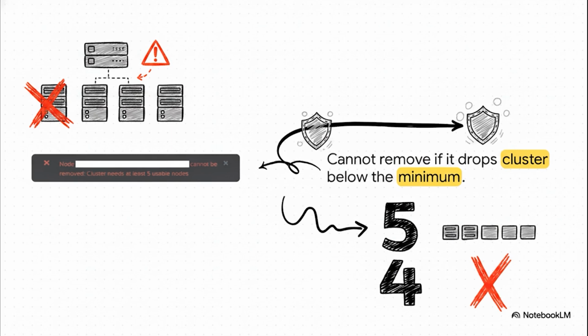Picture this. You're managing an RF3 cluster that currently has exactly 5 nodes in it. You select one node and click Remove. Instantly, Prism throws you an error saying the cluster needs at least 5 usable nodes. Wait, why? Well, because while an RF3 cluster operates perfectly fine at 5 nodes, removing one would drop the cluster down to 4 nodes. And since 5 is the absolute floor for RF3, the system protects itself. It prevents the ejection to guarantee your data availability. It's a lifesaver, but it can confuse admins who don't know their minimums.